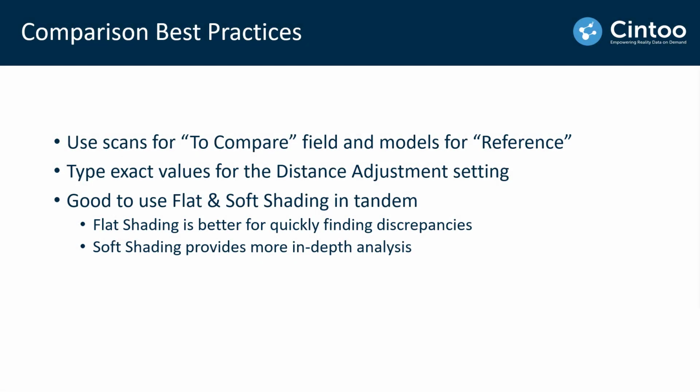Some quick notes on best practices for using comparison tools. It's always better to use scans as the primary data set for your comparisons, since the as-built existing conditions captured in the scan data contains more 3D elements and information than model files. Make sure to use exact tolerance ranges by typing in values for the distance adjustment setting. And it's always good to use flat and soft shading in tandem. Flat shading for quickly identifying potential issues, and soft shading for more in-depth analysis.